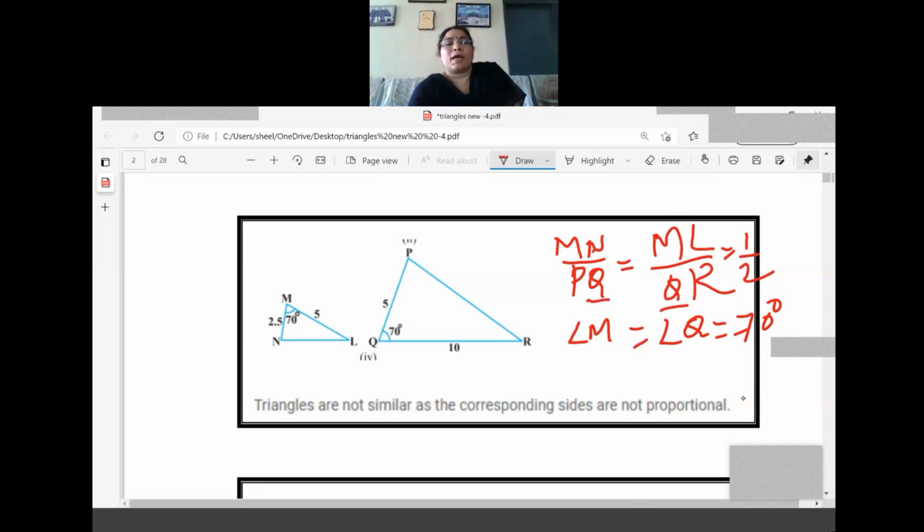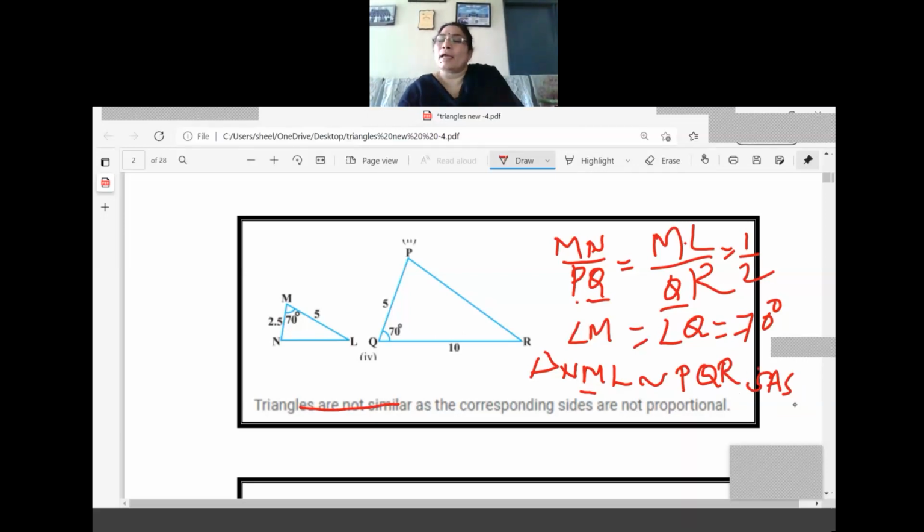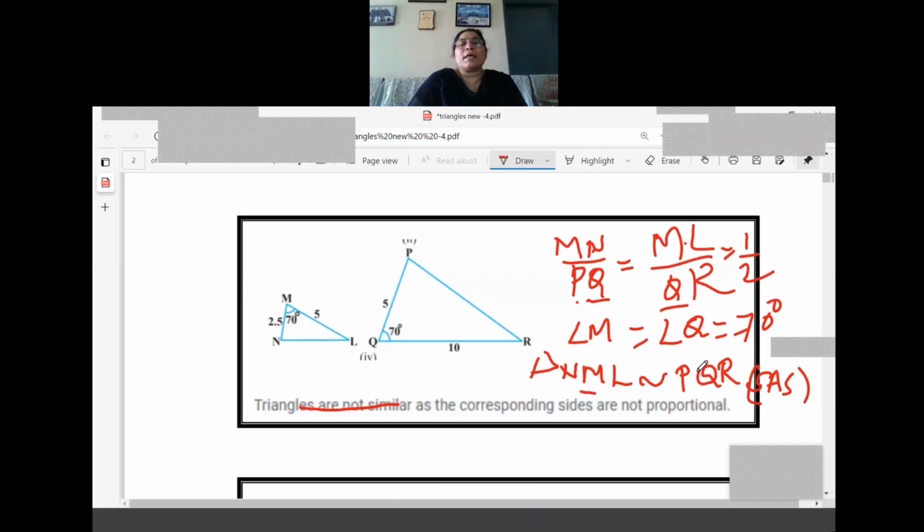Okay. Next, N has the relation with P. So we have to write triangle NML similar to... M has the relation with Q only. So we got Q in between. For N what should come? It is P. Then for L what should come? It is R. So we are getting the relation NML is similar to PQR. The answer is SAS. They are proportional by the SAS criteria, right? So we are getting the SAS criteria.